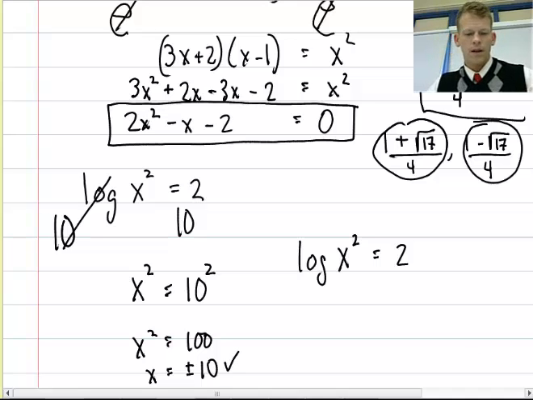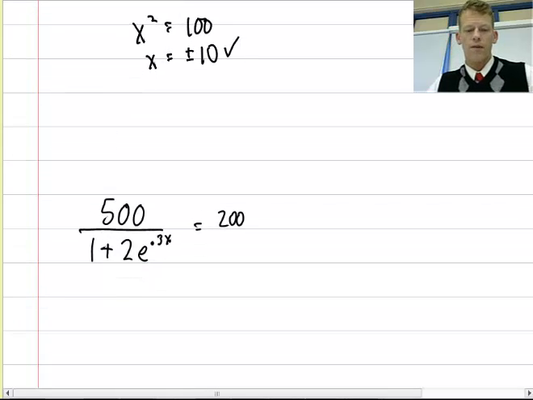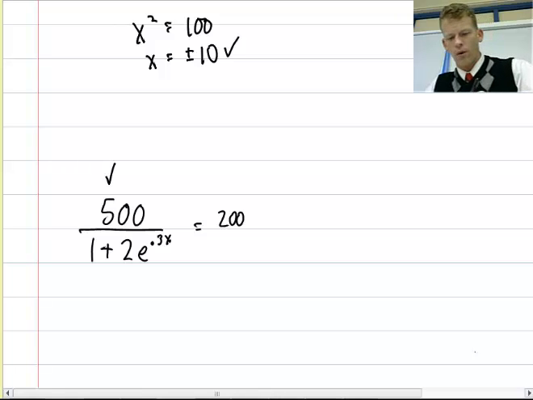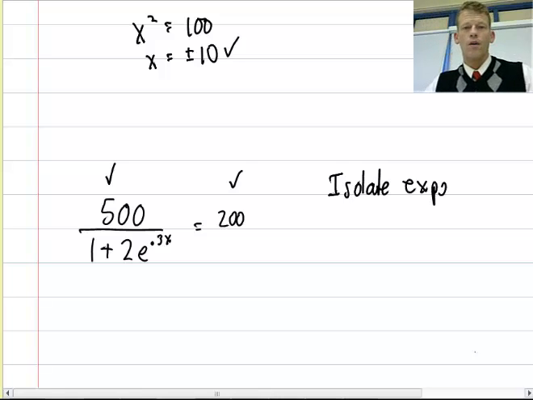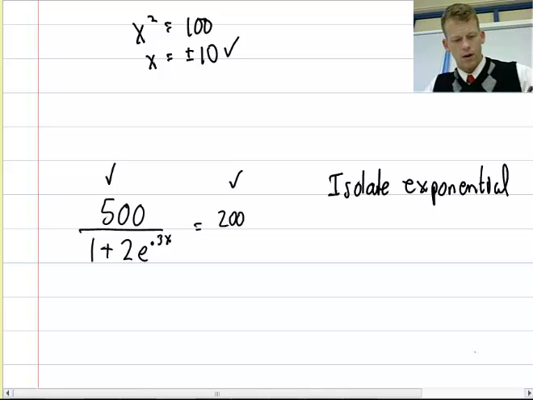Last problem is solving a nasty looking logistic problem. Notice the carrying capacity is 500. We want to find out at what x value we get to a population of 200. So what we're going to do is, remember, we want to isolate the exponential, and then we want to use the correct logarithm, which in this case would be the natural logarithm, to undo that exponential.